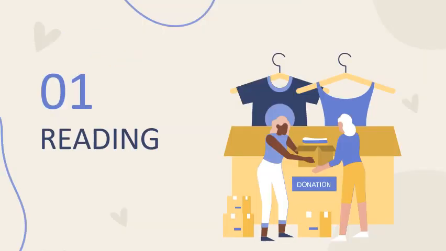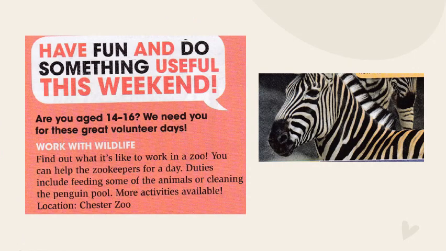Okay, now let's start reading the text. Okay, now in your textbook there are a lot of activities. Okay, so let's do this one. Have fun and do something useful this weekend. Are you aged 14 to 16? Okay, something useful this weekend. This weekend means hujung minggu. Are you aged 14 to 16? You 14-16 tahun ke? We need you for these great volunteer days. So ada hari-hari sukarelawan.